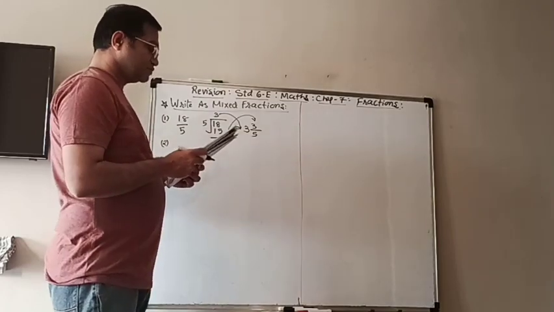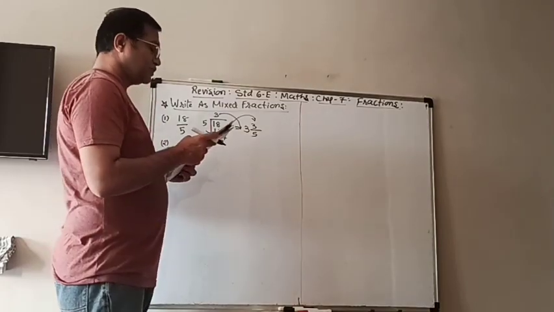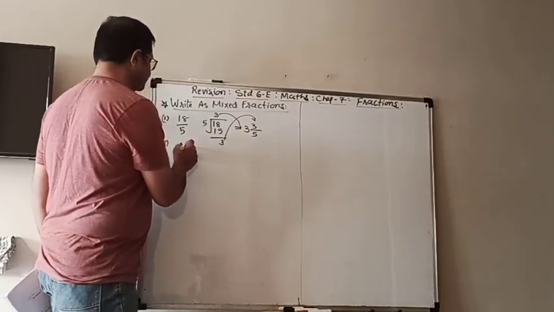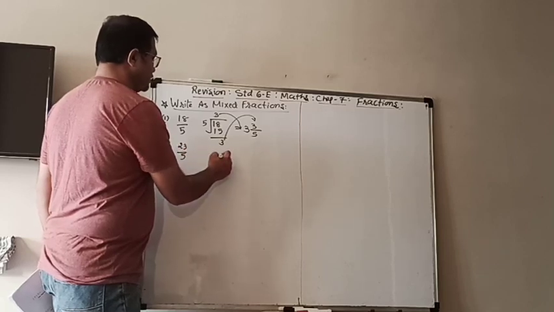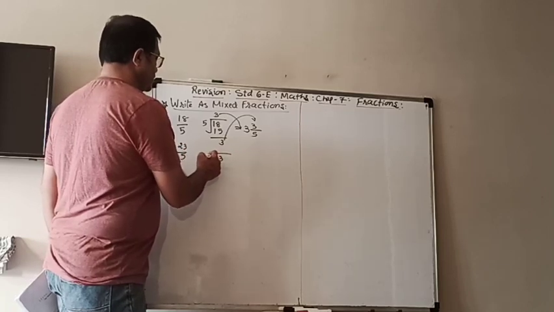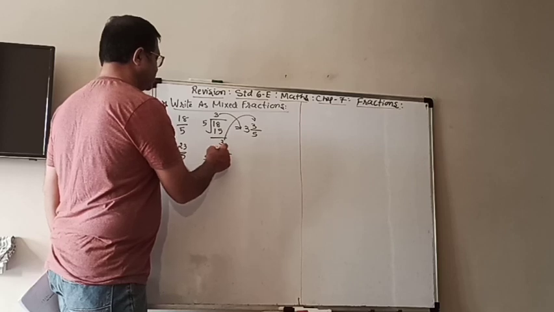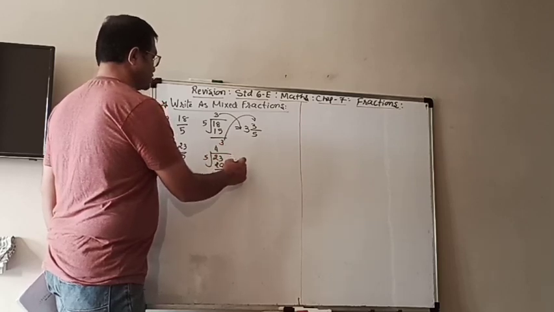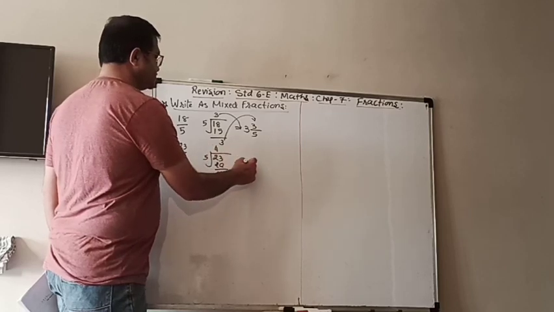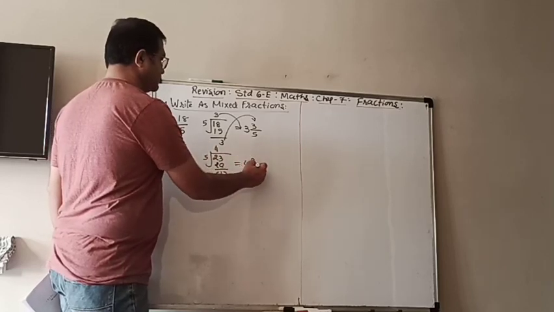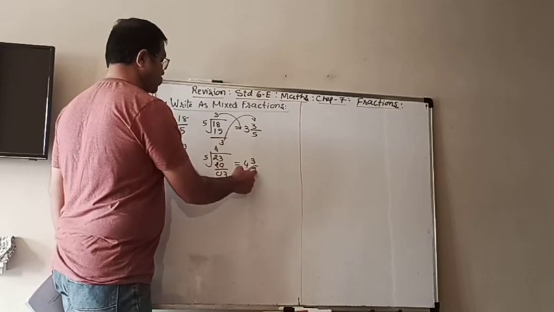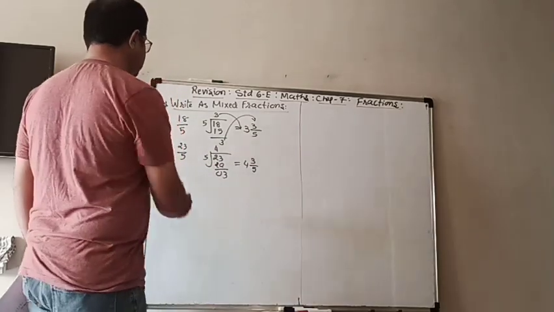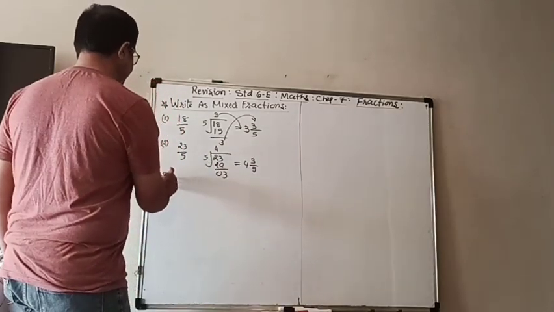Second one, 23 upon 5. So now 5 4s are 20, remainder 3. So 4 integer, remainder on the top and the same denominator. 4 integer 3 by 5.